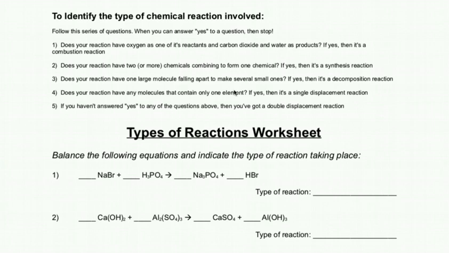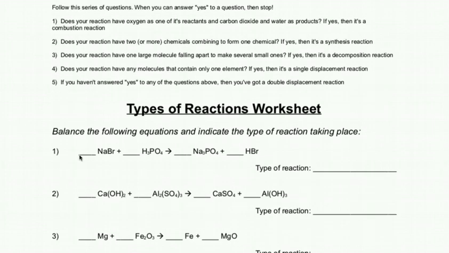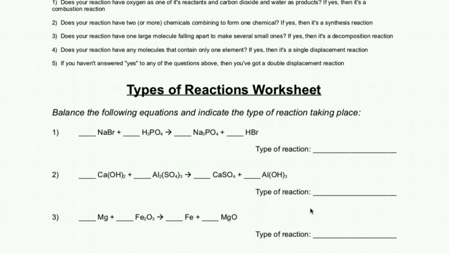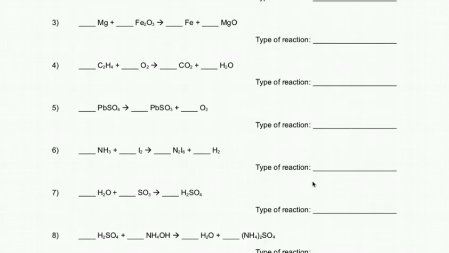Then it says here, if you didn't answer yes to any of the above, then it's by default double displacement. So you're going to see the 2 compounds coming in and swapping places. Okay, so anyway, here is a worksheet that you can try. I want you to practice balancing your equations as well while you're going through. So start off with just going through, tell me the reaction types, and then just write it on here.